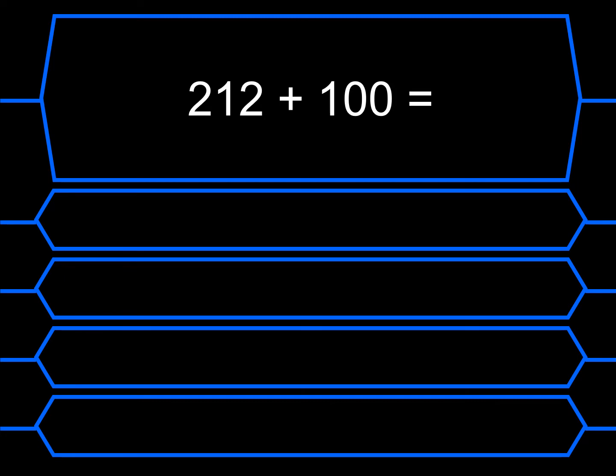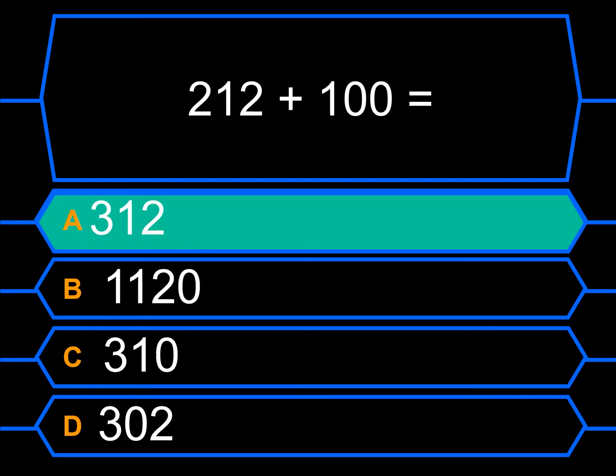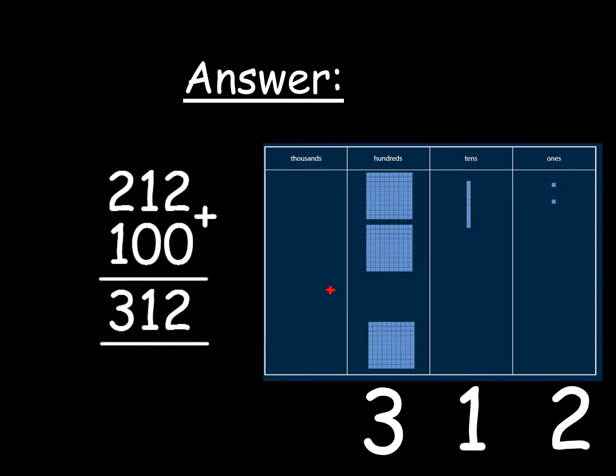So 212 add 100, is it A, 312, B, 1120, C, 310, or D, 302? The answer, of course, is A, 312. If you got that one right, that's £100 already. Well done. And to work it out, you could have used your column addition, remembering to add the ones first.